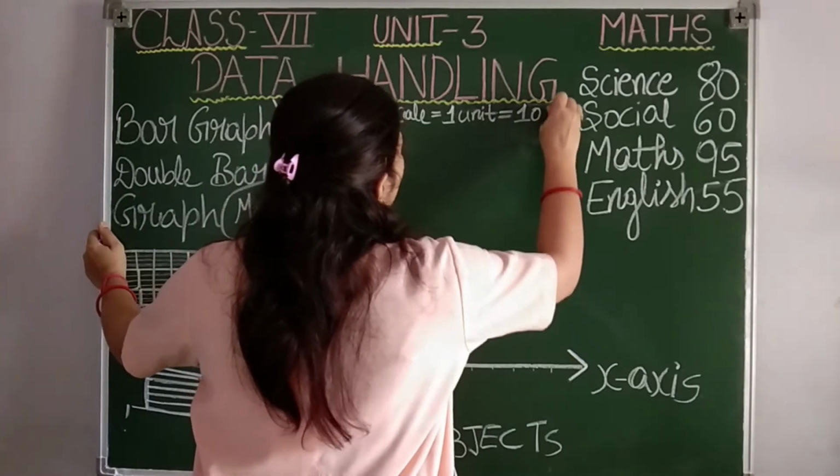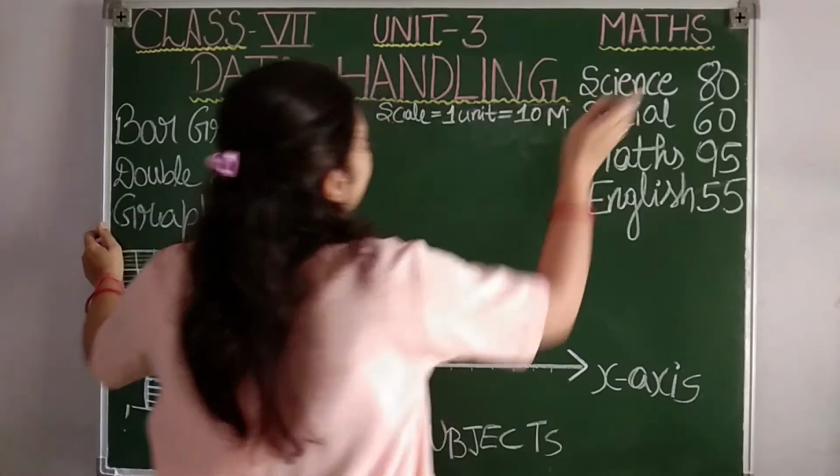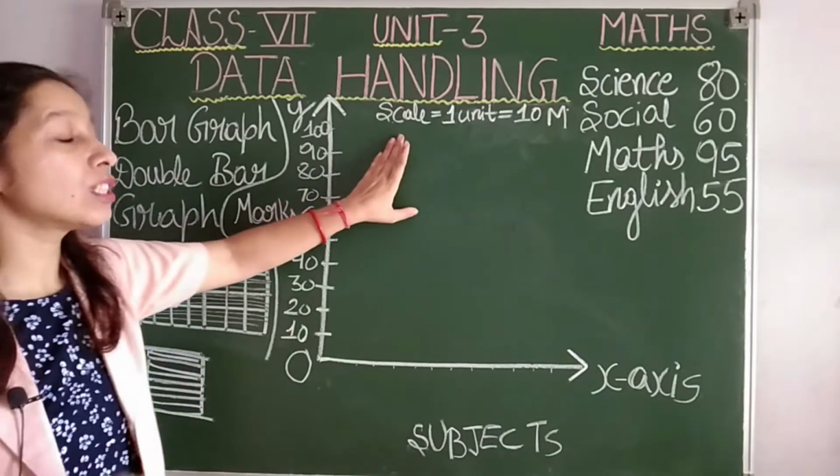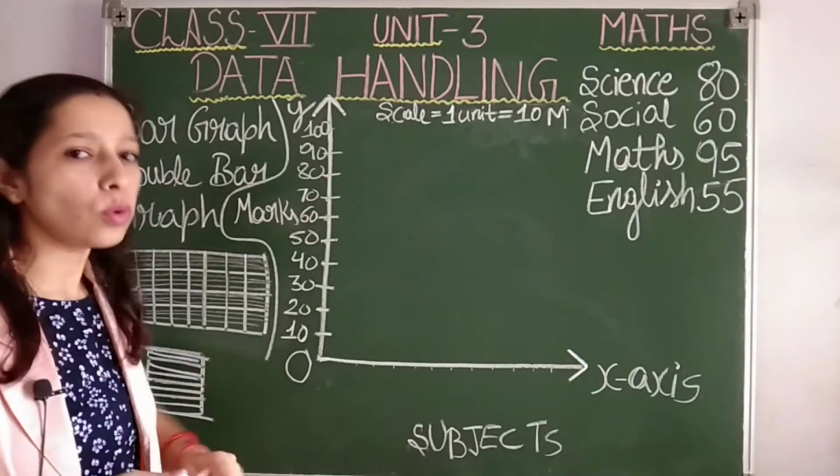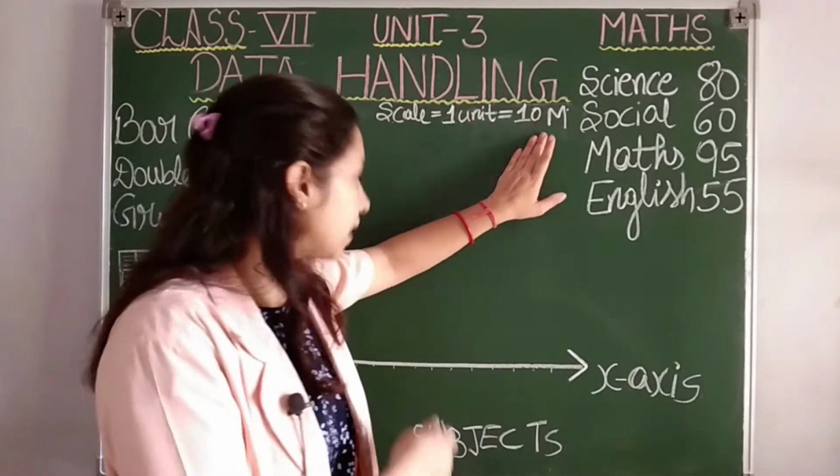Clear, students? Simply I am writing 10, no space. Okay, 10 marks. Clear, students? The scale is very important in the graph. The scale only will decide which series you are going to take here. Okay, students. Now let us write subjects.